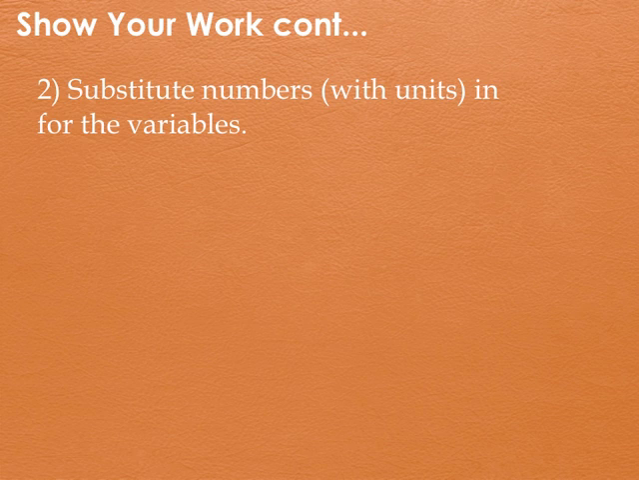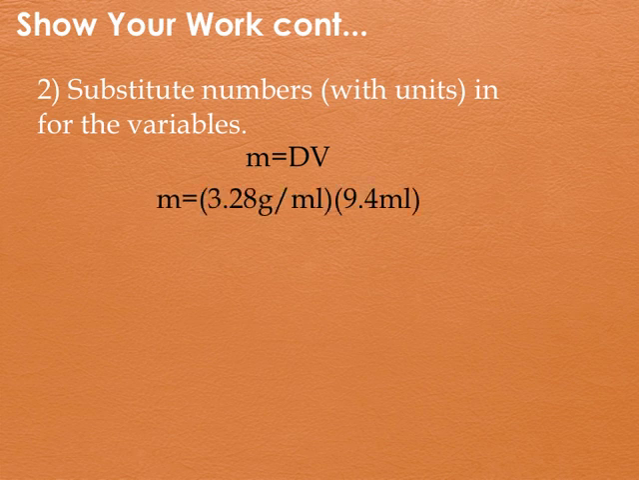So we're going to continue on this. Number 2 is you have to substitute numbers with units in for the variables. This is pretty straightforward. If this is the formula we're using, and I've measured or calculated the density or looked it up, then I could say the mass is equal to 3.228 grams per milliliter, that's the density, times the volume of 9.4 milliliters. So the first thing you do is show the formula. The second thing you do is substitute the numbers in for the variables.